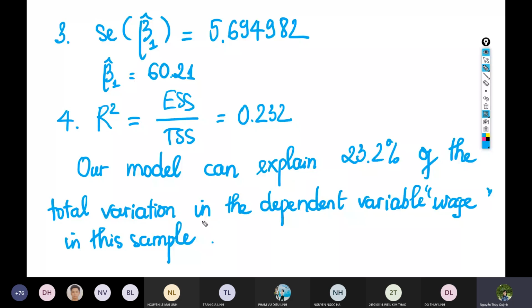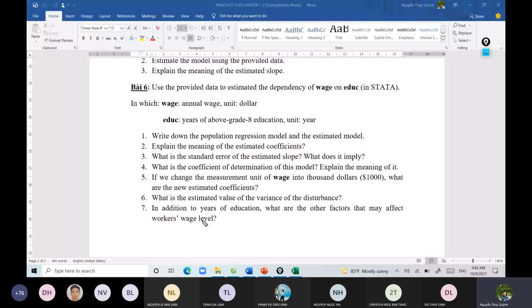Now that is questions 2 and 3. What about questions 5, 6, and 7? We still have 3 more questions for exercise 6.